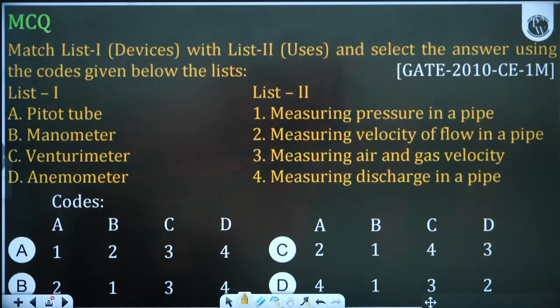Guys, just give me 1 minute. I need to send some message for today's class. Just give me a minute.